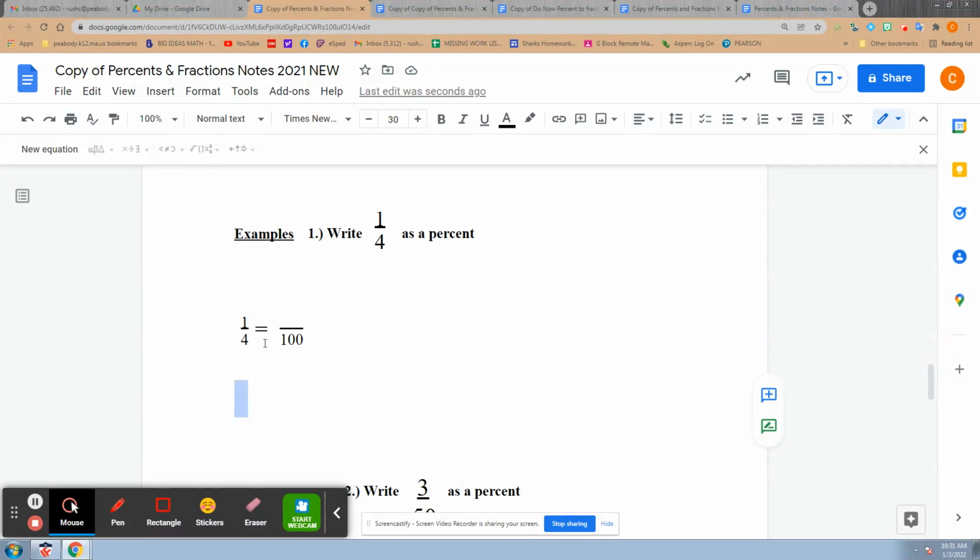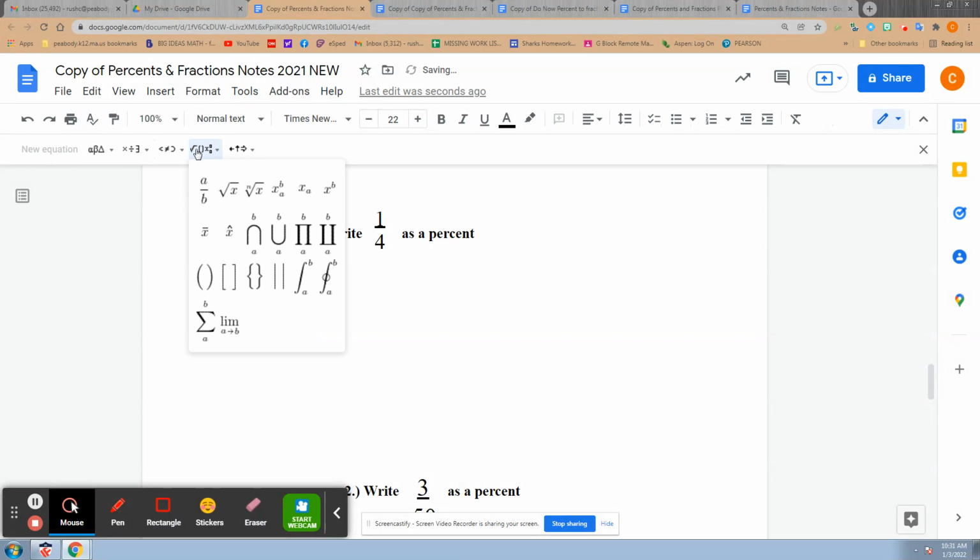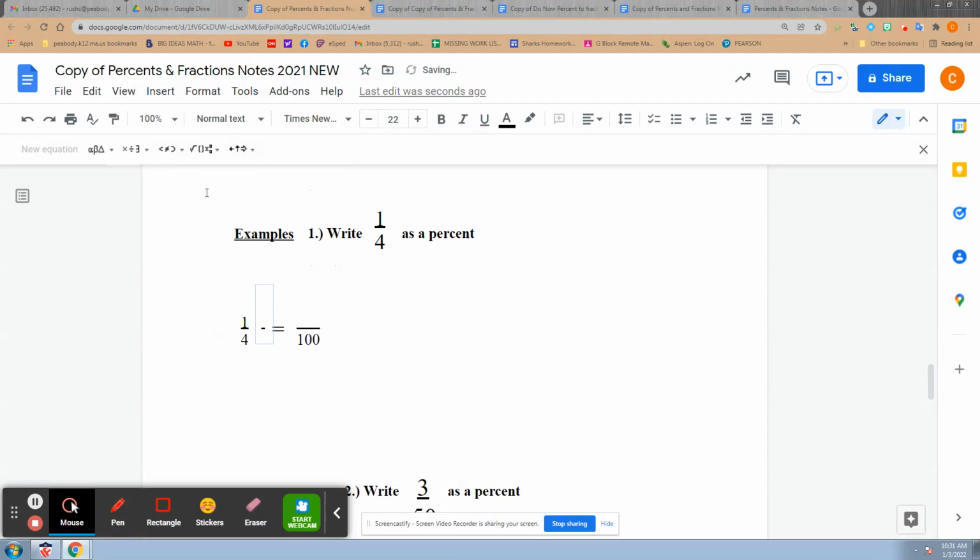So this is when we would use our multiplication charts to help us. I have to figure out, how do I go from 4 to 100? What do I multiply by? And actually, what I'm going to multiply by is 25. So I would do times 25 on the top and bottom. And 4 times 25 is 100. That works. So then 1 times 25 is 25. We're almost done. And then you take that number you just got on top, this 25, and put it with a percent sign. There's your answer, 25%.